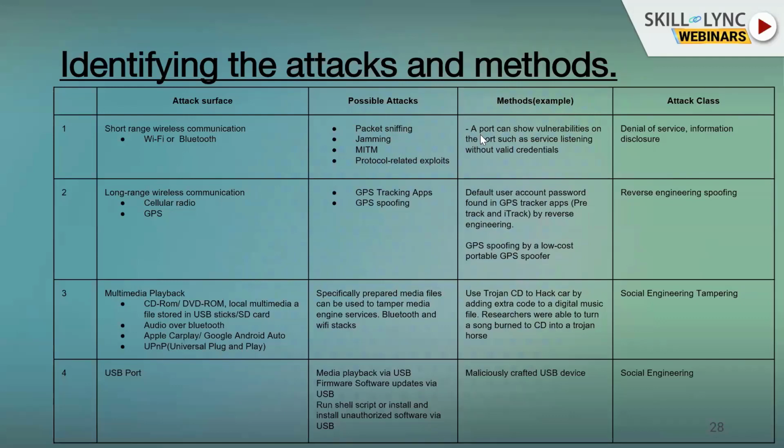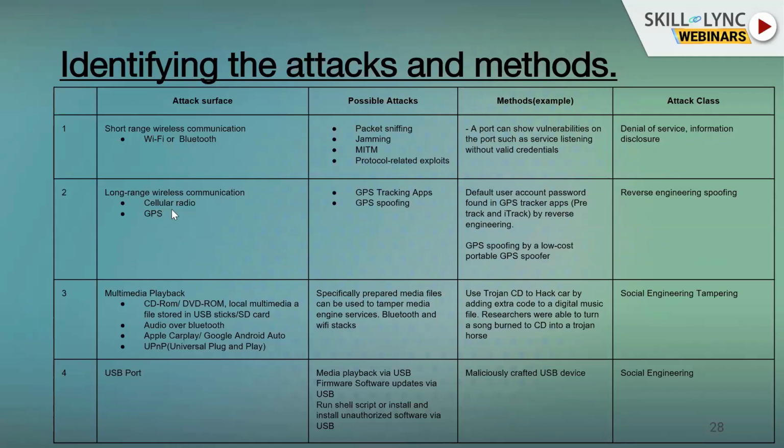Let's say a port can show vulnerability. So I will scan all the ports, and I find that there is a port which has a vulnerability, such as a service listening without a valid credential. This could be a possible open port which could be compromised and used for these attacks. What kind of attack class is it? It could be a denial of service attack or an information disclosure attack. Using this attack, the attacker could do denial of service, so any service which needs to be performed will not happen, or some information could be sniffed and disclosed which should not be disclosed. This could be a possible attack class.